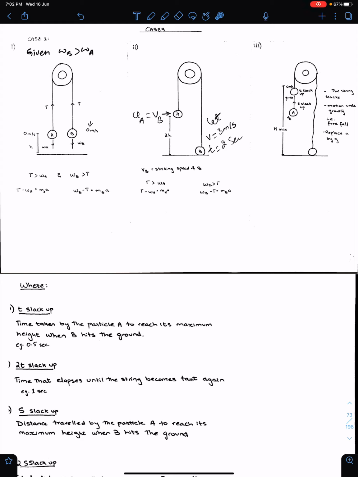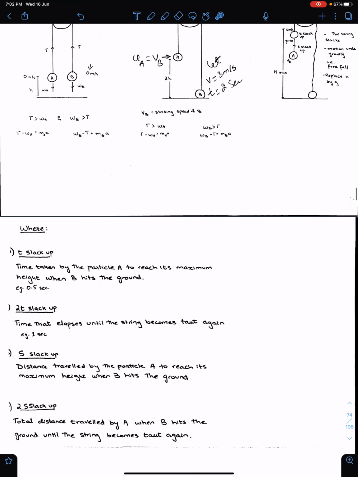Similarly, we can get the S slack up distance with the help of this equation, 2as = v square minus u square, and this distance means the distance traveled by particle A to reach its maximum height when B hits the ground. And if this distance is 1 meter, let's suppose, then this distance will also be 1 meter.